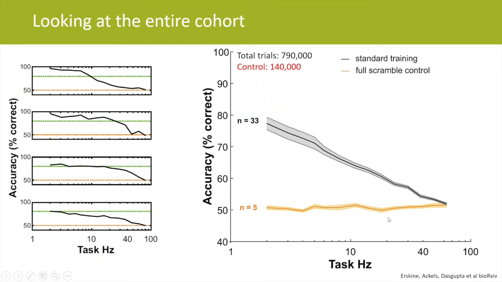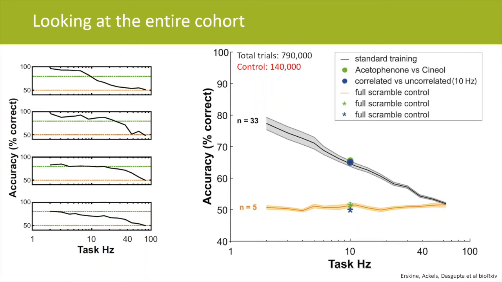However, the control animals, who are not given a perfect cue to do the task, could not do it at any point of time. We tested this with different odor pairs and also using correlated versus uncorrelated trials at 10 hertz. All of them pointed to the same picture, that mice could understand correlation structure in general.